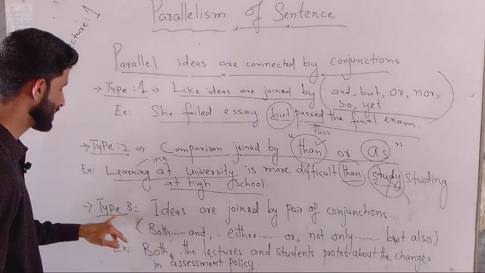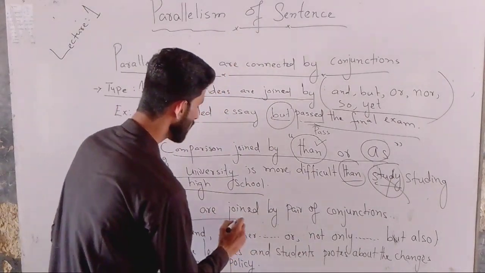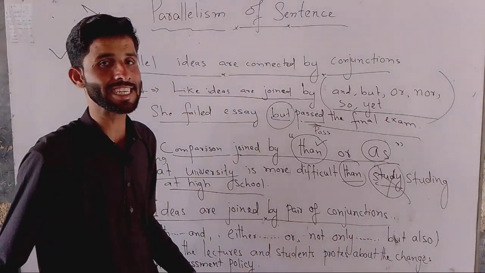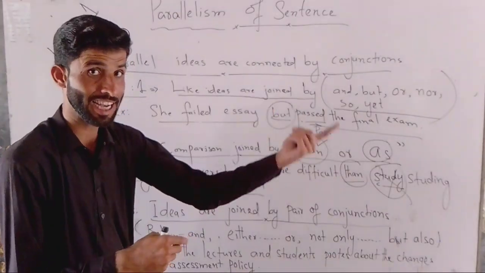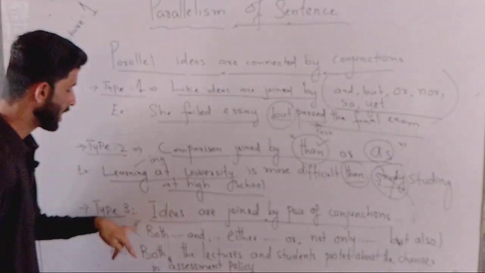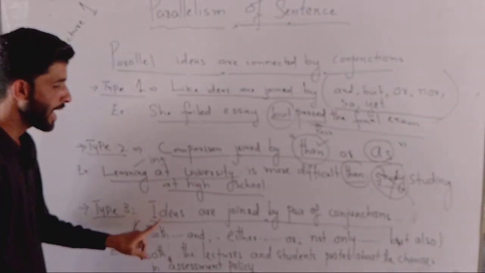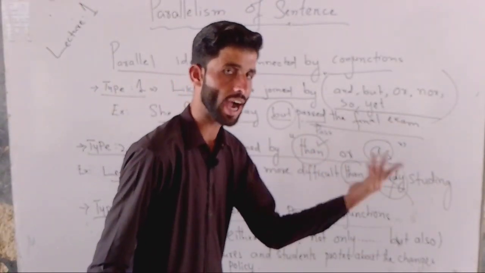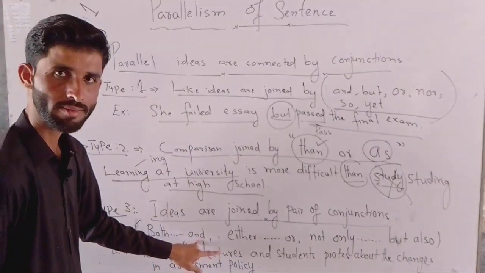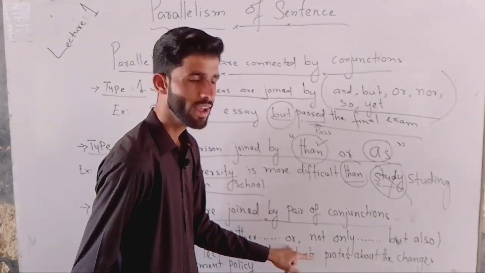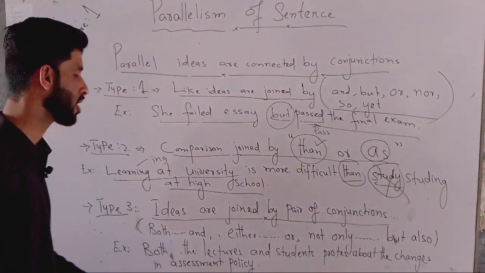Okay, type number 3. Ideas are joined by a pair of conjunctions. We also use pairs of conjunctions in order to join the ideas, in order to maintain the list of items. We have discussed type 1 and type 2. Type 3, ideas joined by a pair of conjunctions. Which kinds of pairs of conjunctions? Both and, both, 1, 2, that is a pair. Either or, not only but also, or neither nor. Such kinds of conjunctions are used.